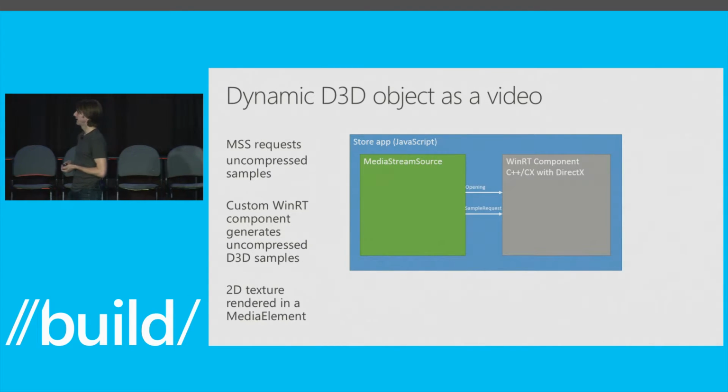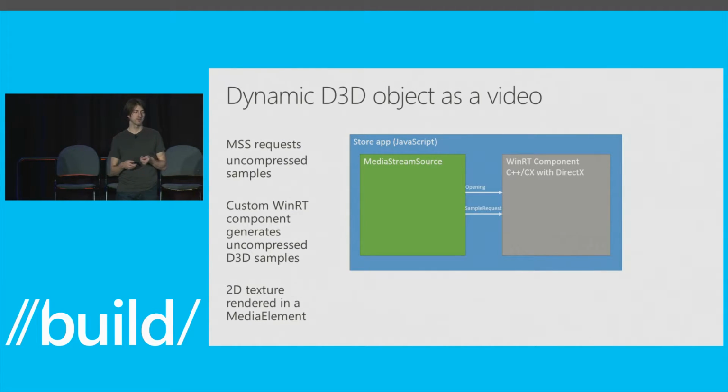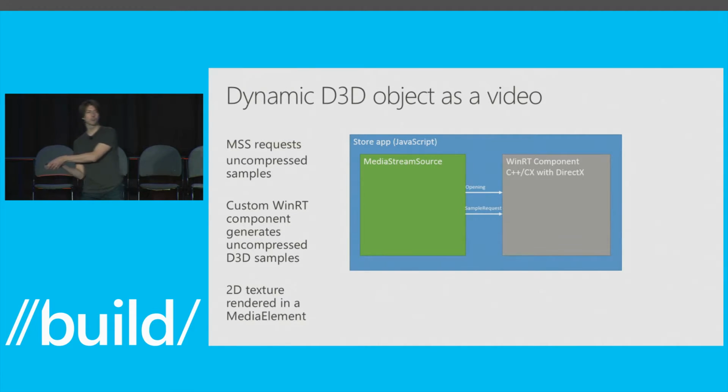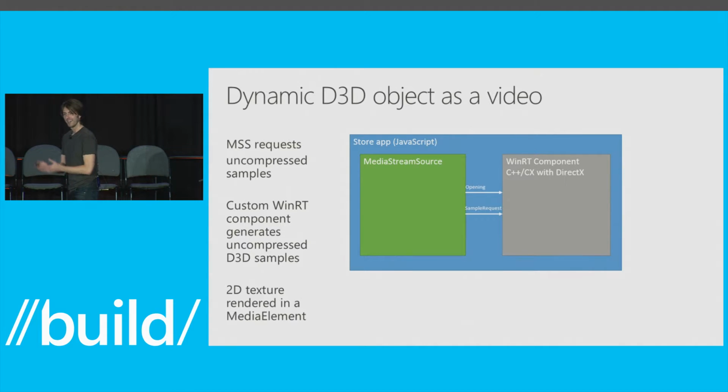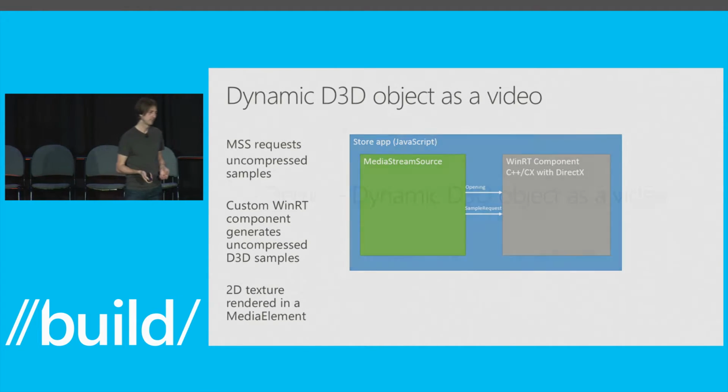So let's show a funky way to use the media stream source. What I'm going to show is a custom C++ component that projects a WinRT API that allows a caller to ask for samples. Now, this custom component uses Direct3D to generate on the fly a 3D object. And so when a caller asks for samples, it's getting a 2D texture of those D3D samples that are uncompressed, and it shows them inside of the media element.